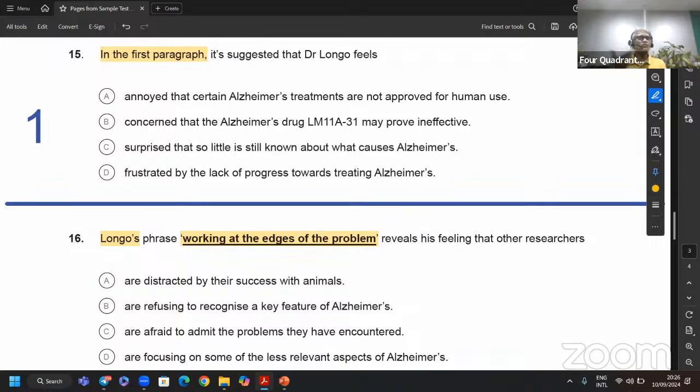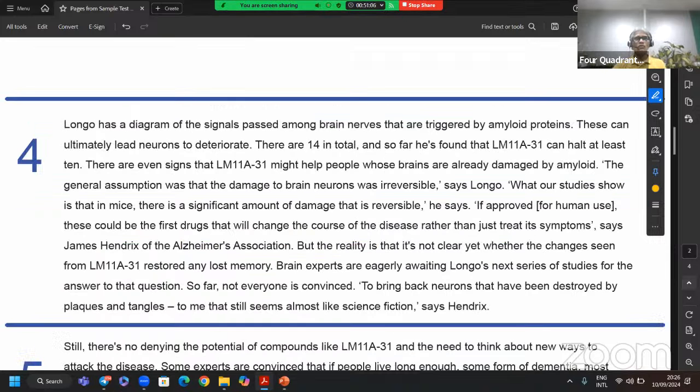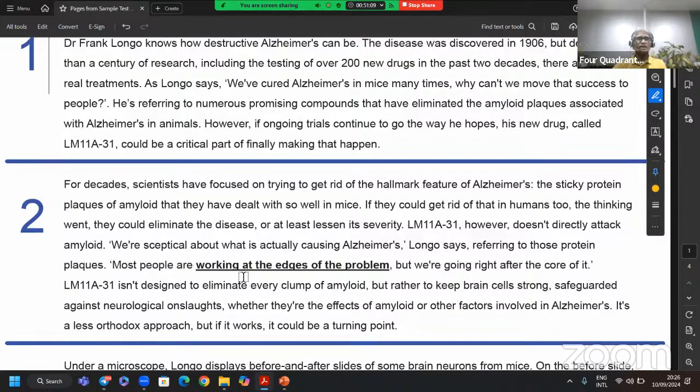Now, it will be very easy for you to find this out because in the question also, it will be bold. So what you can do is, you can go to the paragraph after number 1 and there you can see here, working at the edges of the problem. There you see the word Longo. So here it's very clear that it is in the second paragraph. Don't try to find the answer now, because the answer will not be in the paragraph.